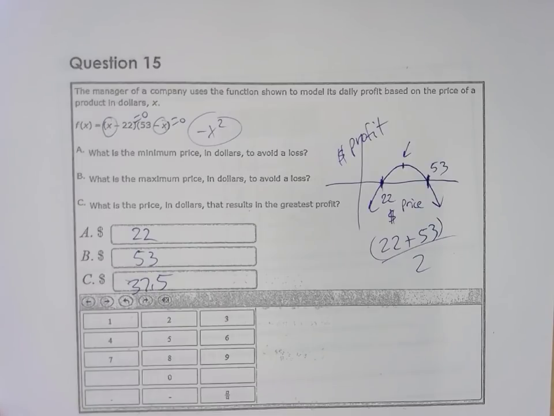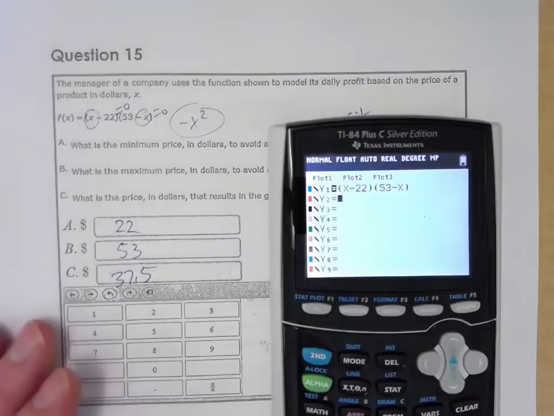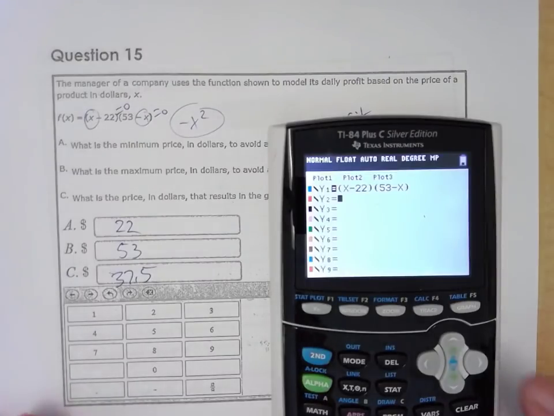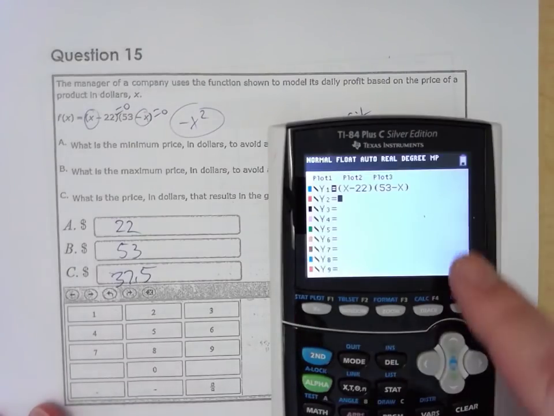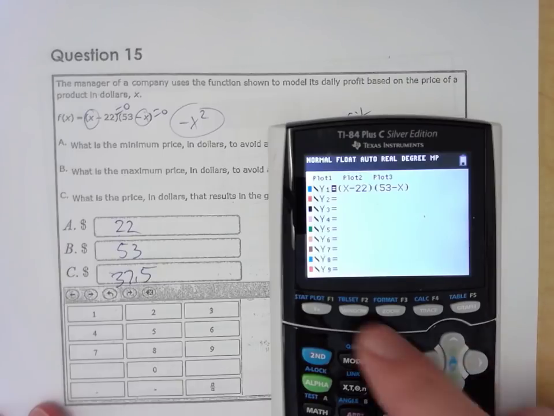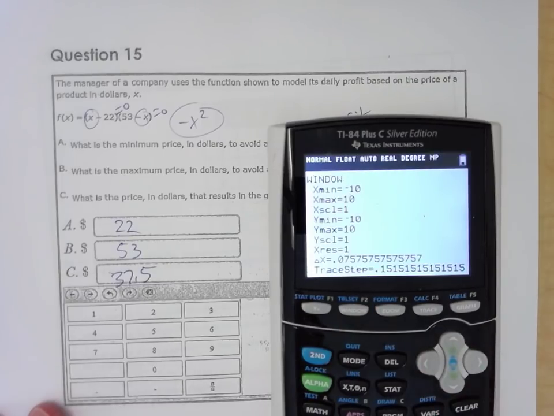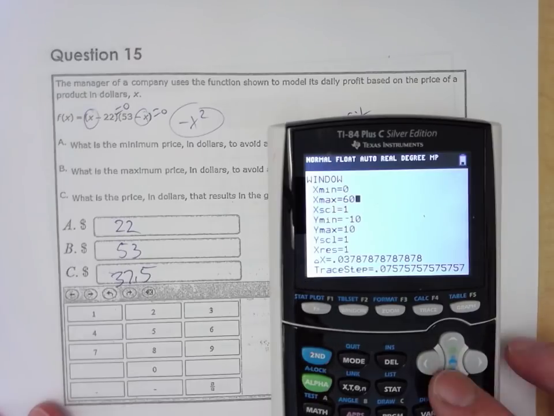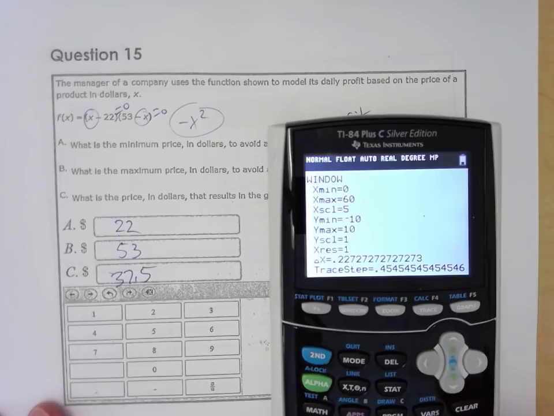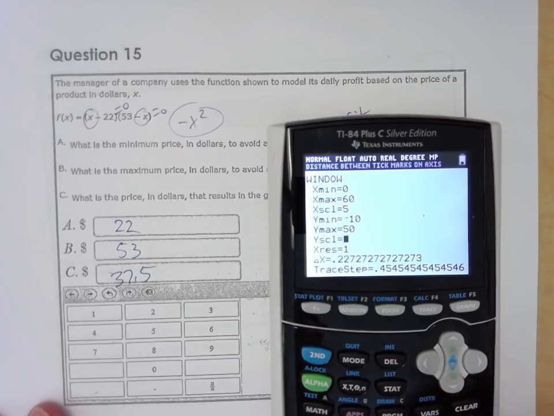But I'm going to type it in first without typing it in this way. So pause for a second. All right, I have this typed in now, so I'm going to hit graph, and I'm not going to see anything because I have it on a regular zoom. So I'm going to go to my window key, and I'm going to go 0 to 60 with a scale of 5, and I'm going to have down 10 and up 50 scale of 5.